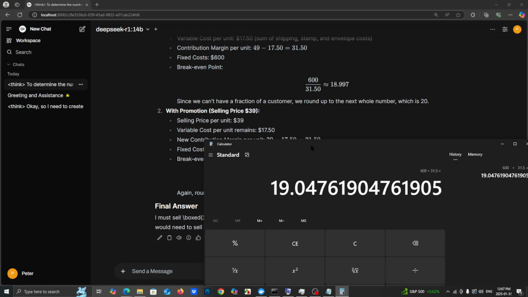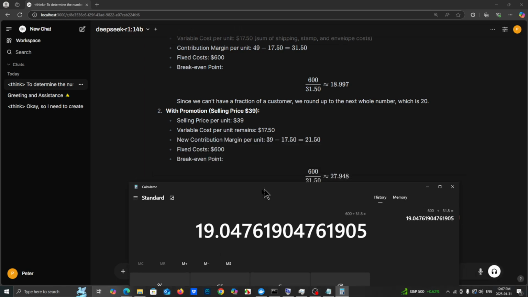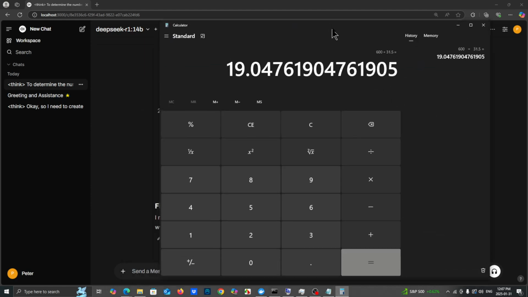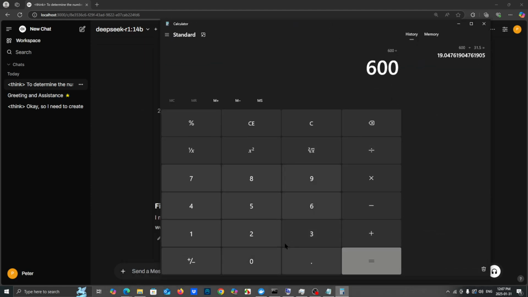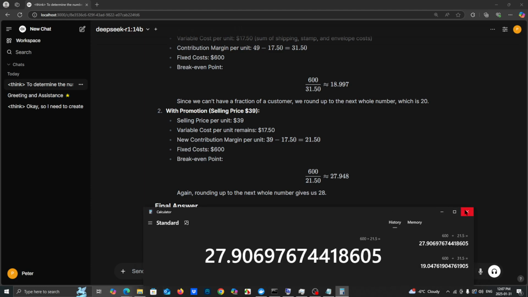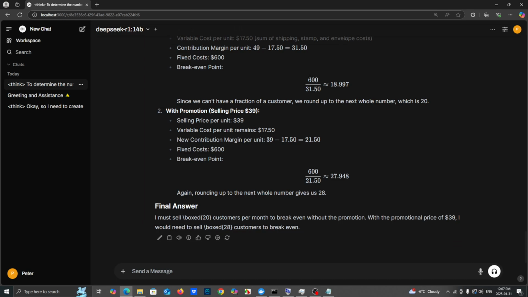It made a mistake because it's not $18.99, but it's 19. Wow, that's a big mistake. Well, actually it's not that big, so I'm gonna try to correct it. But let me just check the second one with the promotion. So it's 21.50, so it's 600 divided by 21.50, which is the contribution margin. And here we have 27.906, and here it's 27.948. So there's a mistake here. So I'm just gonna tell it that it made a mistake with this.